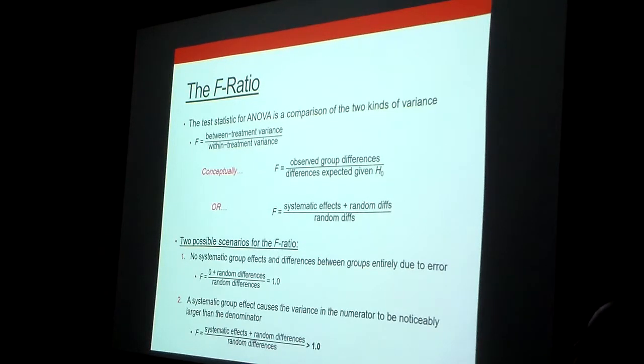But if the populations from which our samples are drawn do actually have real differences in their means, we would expect that some of that would get translated down into the samples we draw. And so we're going to get a combination of systematic effects and random effects over just our random effects that we see within our treatment variance, or from our within group stuff. The random parts are going to cancel out, and we're going to get an F statistic that's something greater than 1.